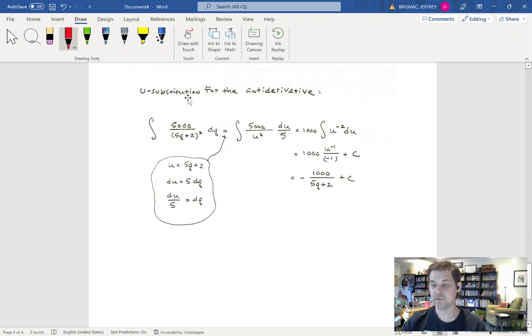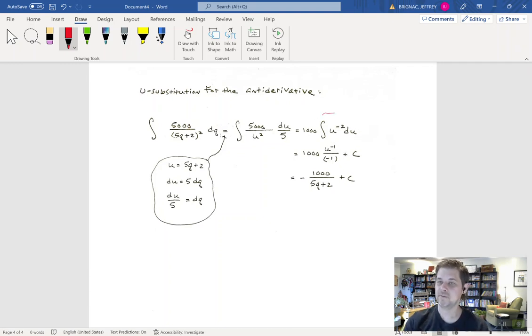The way we would proceed, let u be 5q plus 2, this bottom part, that would make du equal to 5 dq. In order to substitute the dq out, I'll divide by 5. It says dq is du over 5. And in this step right here, making those substitutions, I get 5,000 over u squared times du over 5. 5,000 over 5 makes 1,000, a constant which I factor out. I'll pull this up with a negative exponent.